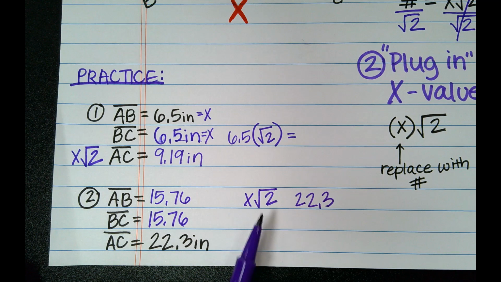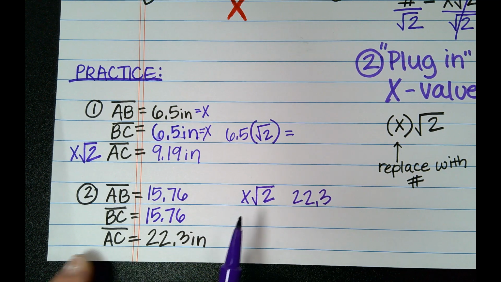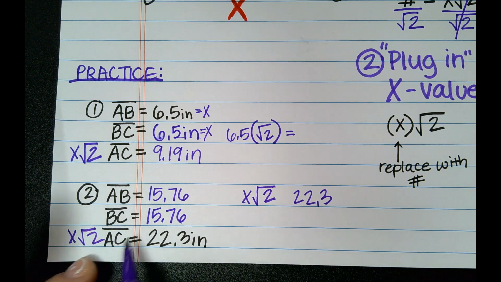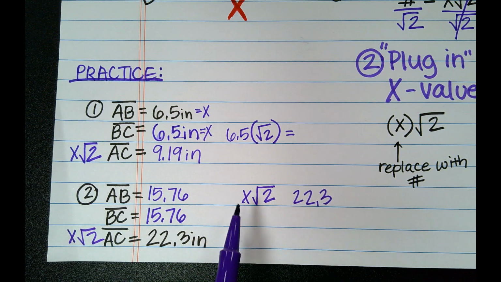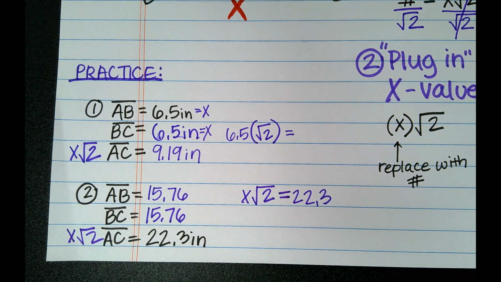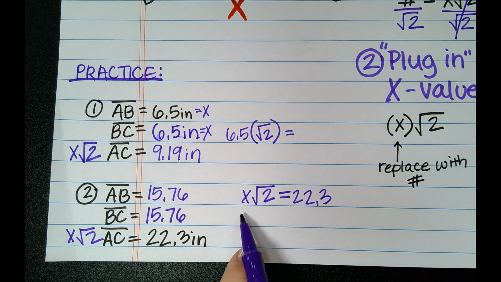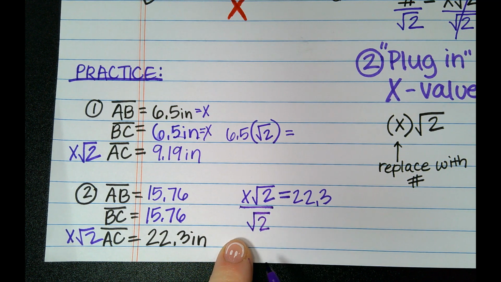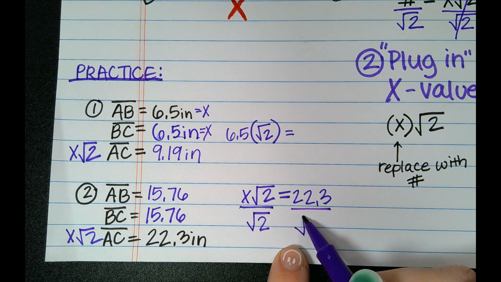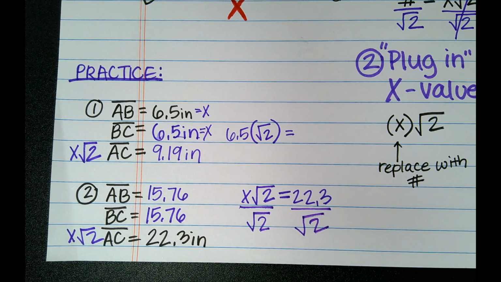You have X radical 2, and that's AC. And we also know AC is 22.3. So did you start it kind of like this where you set them equal? Okay, perfect. So if we're solving for X, we have to set up an equation. That's what we did. And then what did you divide by? Radical 2. Yes. Divide by radical 2.